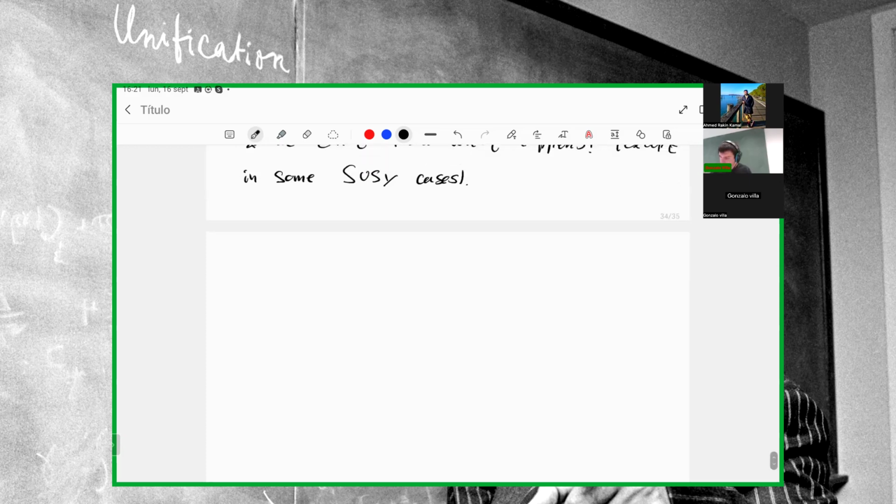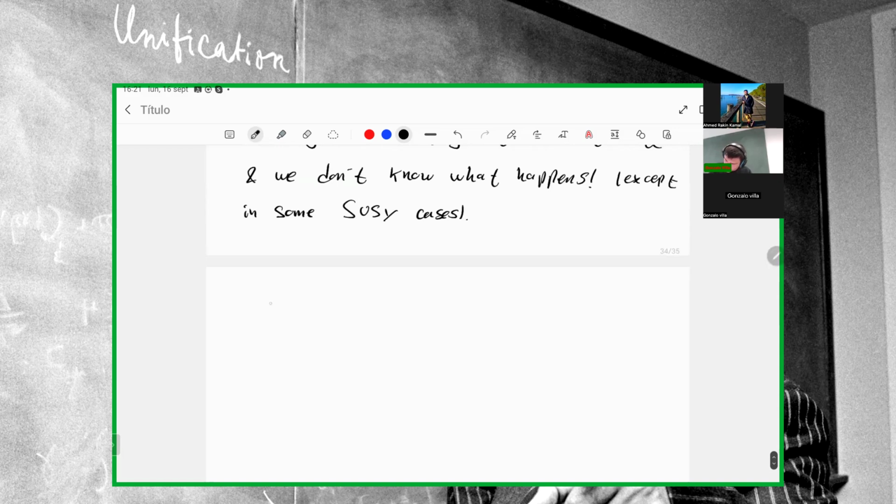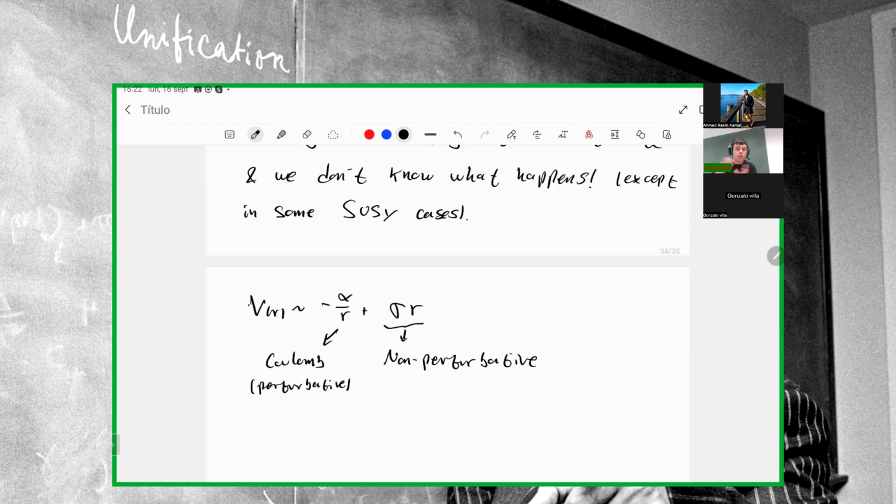Okay, and this is the reason why we get this sigma of r. So remember, I was writing this sort of potential. This alpha over r was the perturbative behavior that I understand. It's the Coulomb one. It is perturbative. And this is the non-perturbative part. Here, the quantum fields start doing funny things. I don't have control, and I don't know what happens.